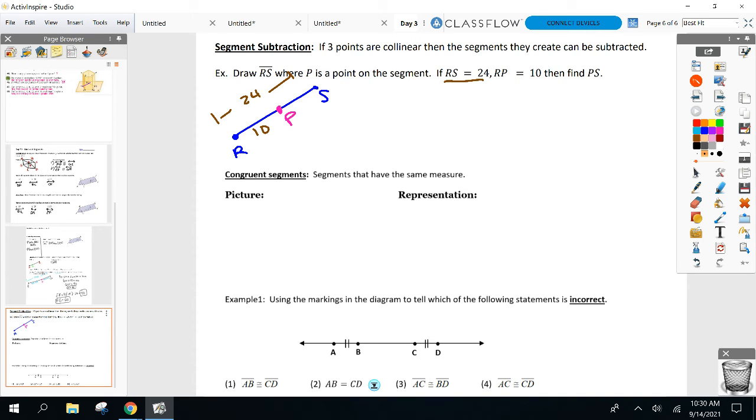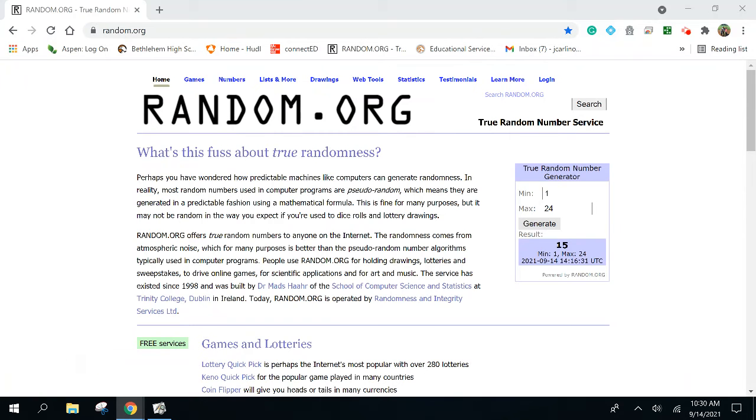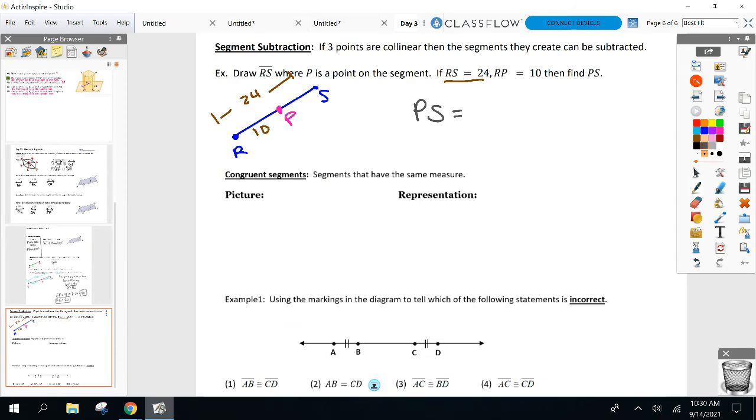Nothing crazy here. We can add segments together like we did in the last one, and here we can also subtract segments. So I got to call on more people here. How do you find the length of PS? Karen, how do you find PS? 24 minus 10. You all right after that one? What do we get? 14. There you go.